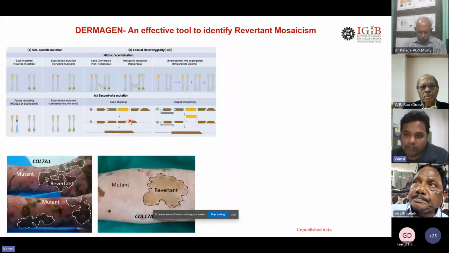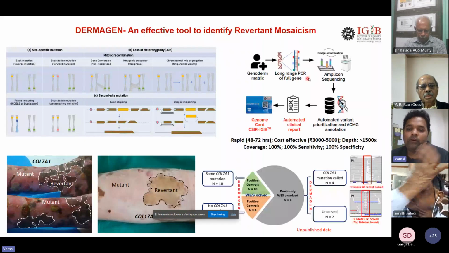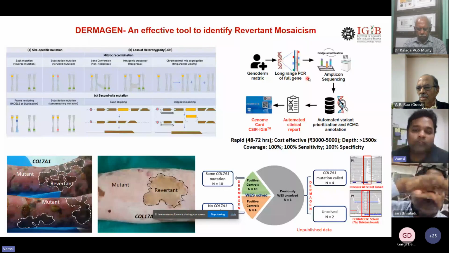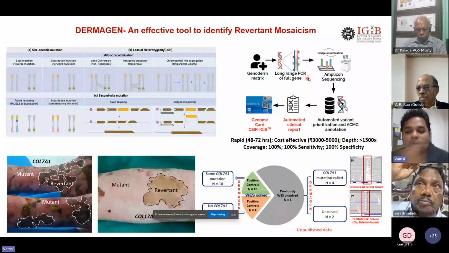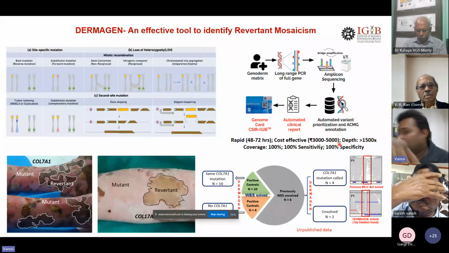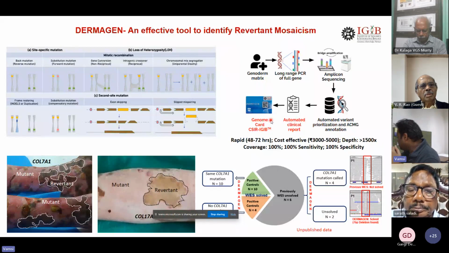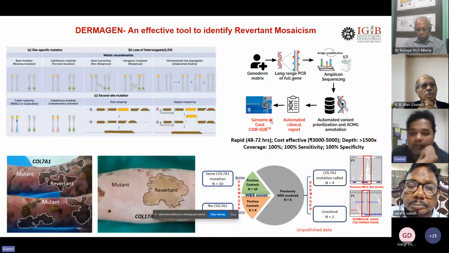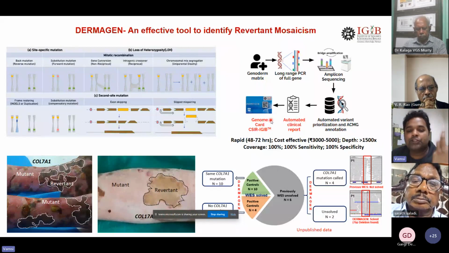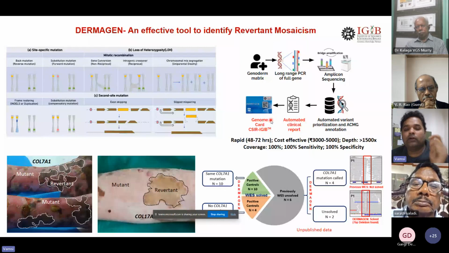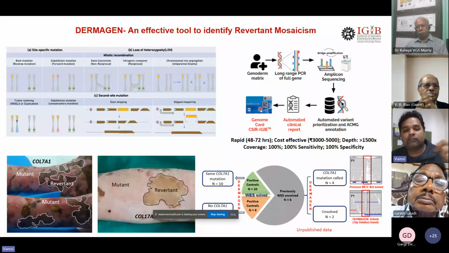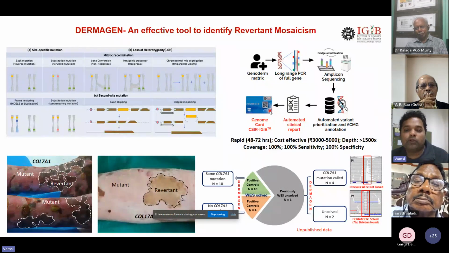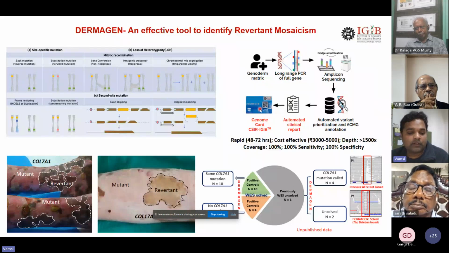So what we developed is something called a long range PCR, where we could sequence them at close to 1500x coverage at a cost effective rate with a rapid turnaround. And we have developed this card. It is called a genome card, where suddenly the patient can carry all the genetic information just like an Aadhaar card for them. This is accessible to both the clinician as well as the patient. It is what we call a pocket gene.